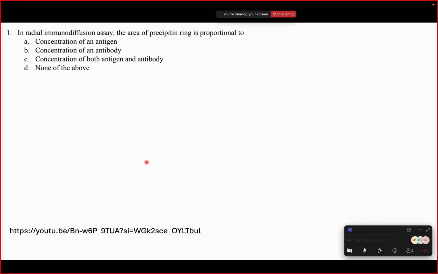So the first question is, in radial immunodiffusion assay, the area of precipitin ring is proportional to concentration of an antigen, concentration of an antibody, concentration of both antigen and antibody, none of the above. Okay, it's an easy question, so we're gonna have 1 minute for this, and your time starts now.